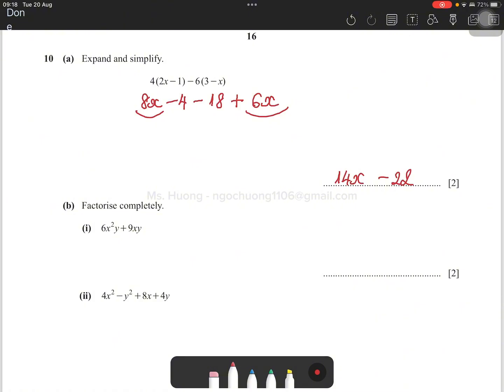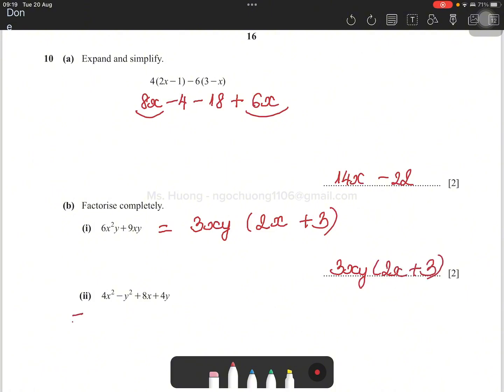B. Factorize completely. The common factor of 6 and 9 is 3. The common factor of x squared y and xy is xy. 6 divided by 3 equals 2, and x squared y divided by xy is x, plus 9 divided by 3 is 3. So the answer is 3xy multiplied by 2x plus 3.